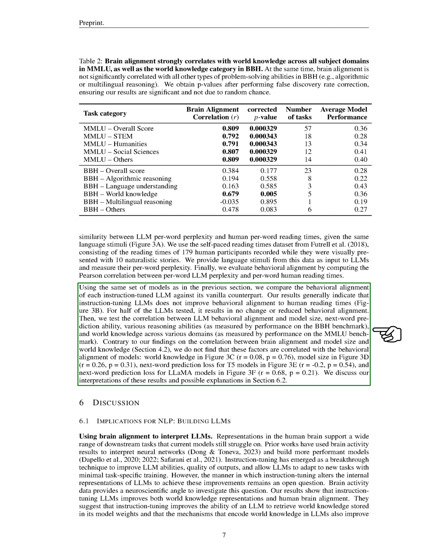Finally, we looked at the correlation between behavioral alignment and various factors, such as model size, next word prediction ability, and performance on the reasoning benchmarks. Unlike with brain alignment, we did not find a correlation between these factors and behavioral alignment. We'll discuss our interpretations of these results and possible explanations in the next section.